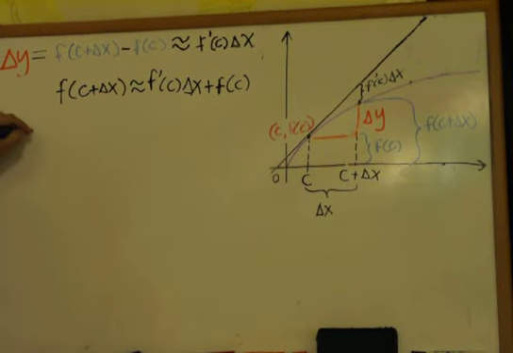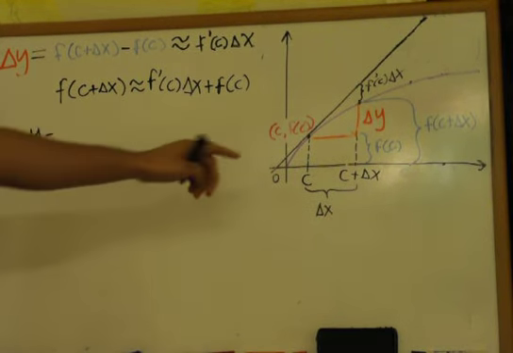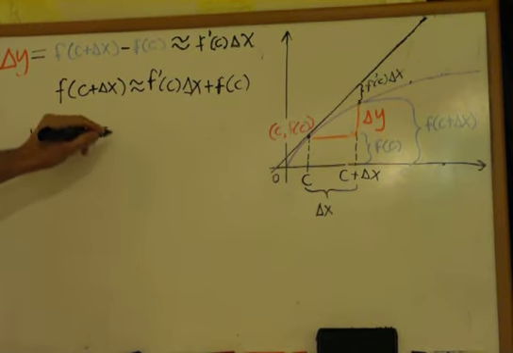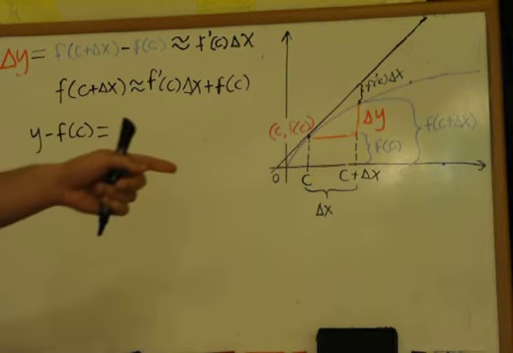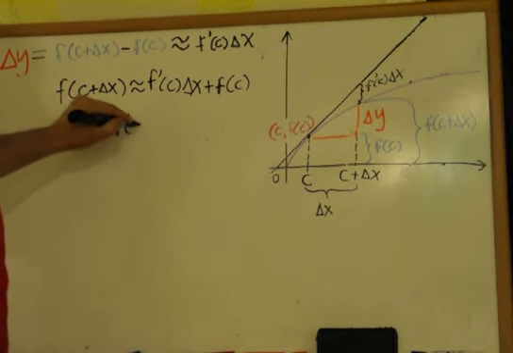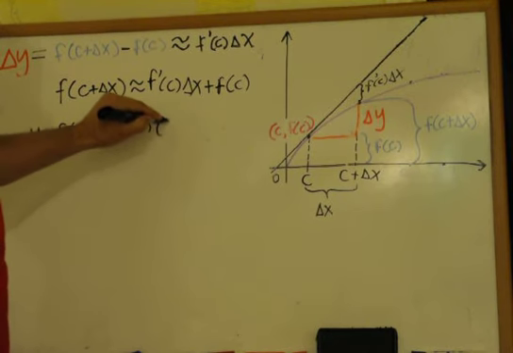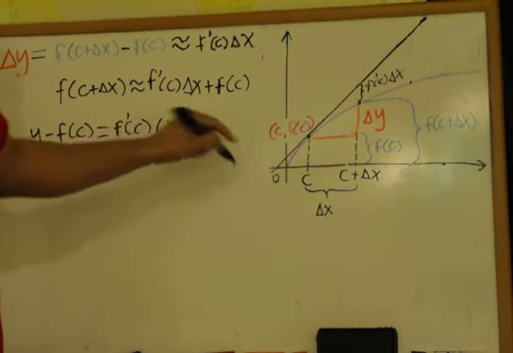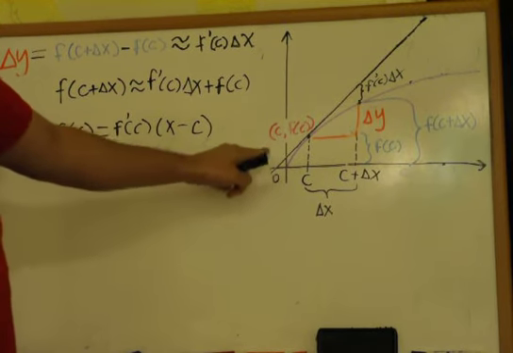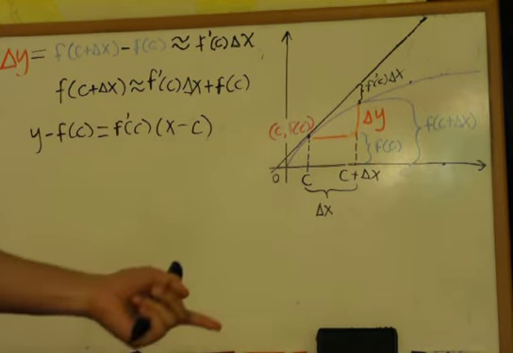So we can have y minus y1, which is f of c, is equal to m, or the slope, which is f prime of c times x minus x1. x1 is c. And I use c and I use x. C represents just the value we choose.